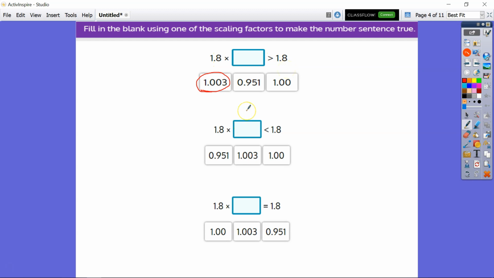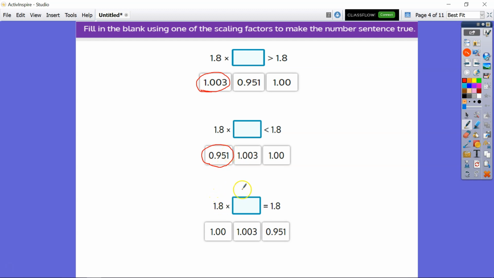Same thing here, or actually in the opposite way now. 1 and 8/10 times blank is less than 1 and 8/10. So I need something that's less than 1. The only number of these three that's less than 1 is 951, and that one's in the thousands place. So you say that 951 thousandths.